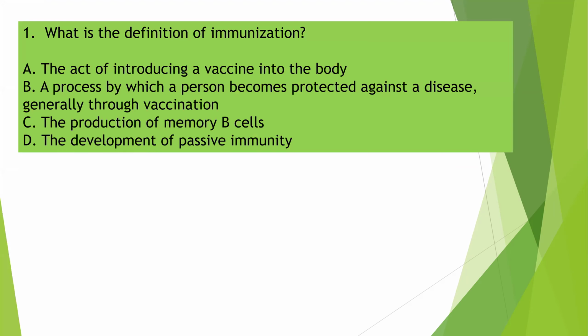What is the definition of immunization? Can you read it, one of you? A, the act of introducing a vaccine into the body. B, a process by which a person becomes protected against a disease, generally through vaccination. C, the production of memory B cells. D, the development of passive immunity. Which is it? Quick answer.